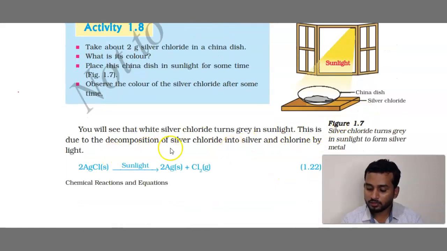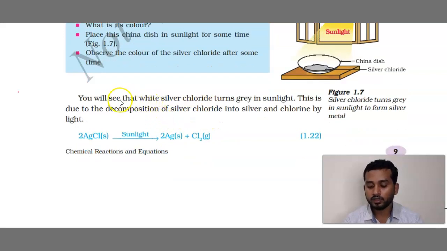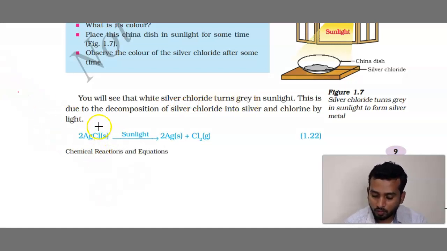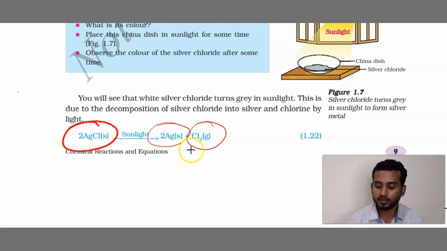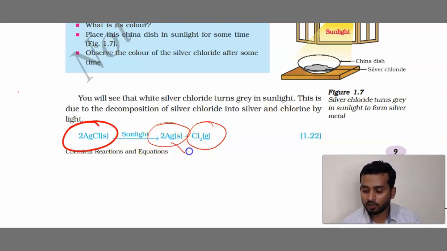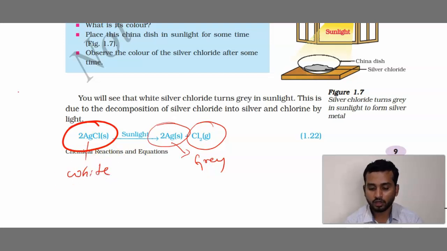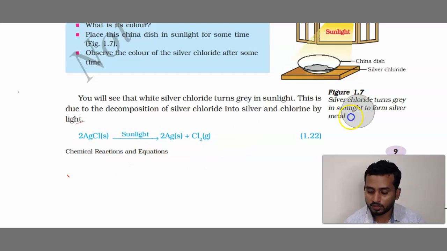Now after this we can see, in this reaction it is very important. We can see white silver chloride turns grey in sunlight. Remember this color. Colors are important. Here white color silver chloride was there. It turns into grey. Once in the presence of sunlight, it has become silver plus chlorine. What is the color of the product now? It is grey color. First it was white color. Got it? So this is one important reaction. Just remember the colors of this.